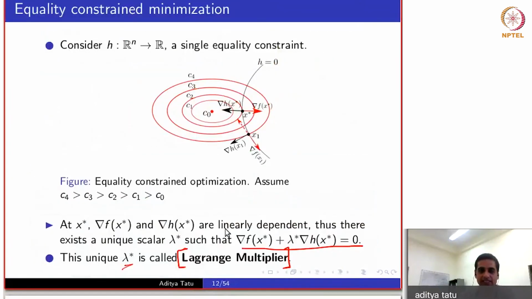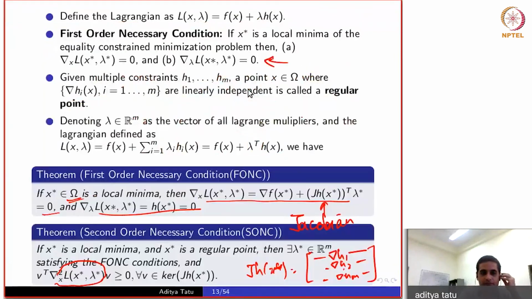So the main thing is, at this point, the entire Hessian in all directions need not be non-negative. I'm only worried about what happens to the second order derivatives in these directions, because these are the only directions in which I'm going to remain in my constraint set. It's more like a projection. So V transpose Hessian V, which would just be one number.